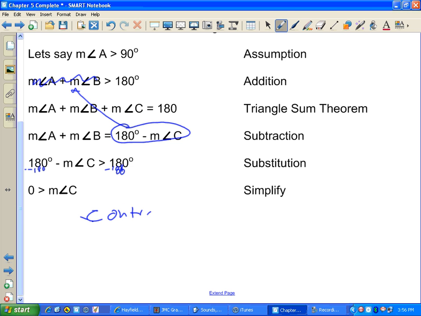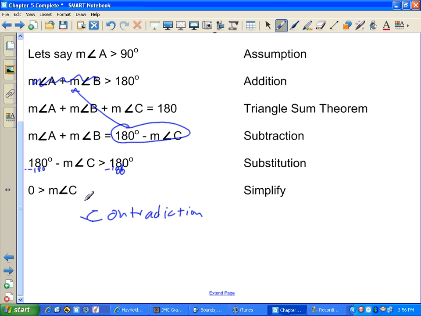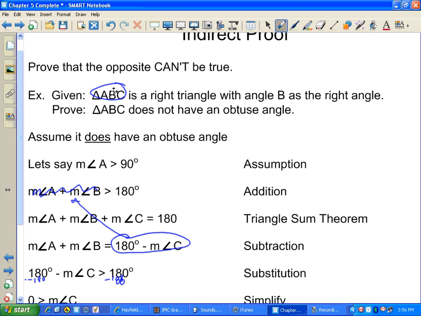This contradicts the fact that I started with a triangle ABC. Because I don't have an angle C, that means my assumption can't possibly be true. So if I've assumed the opposite, and it turns out that can't possibly work, that means that this has to be true. If the opposite of it can't be true, then this has to be true. And that's how indirect proofs work.